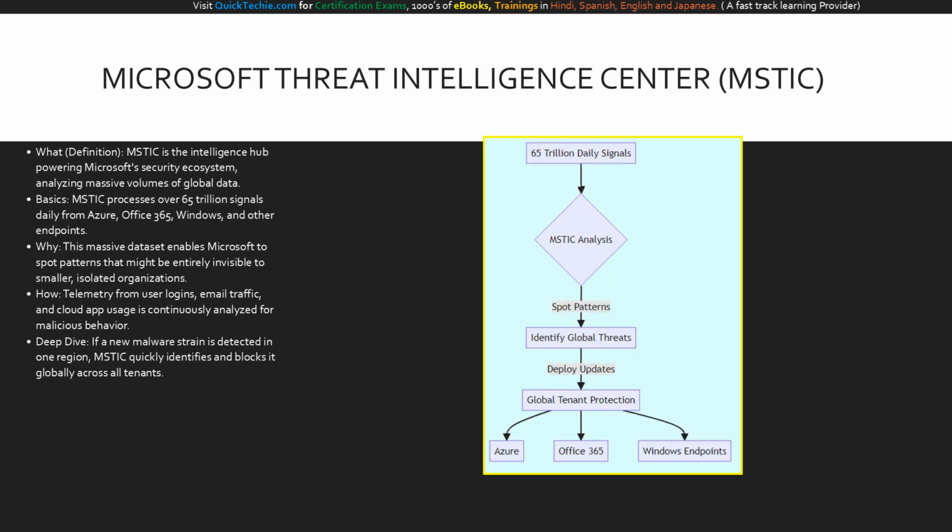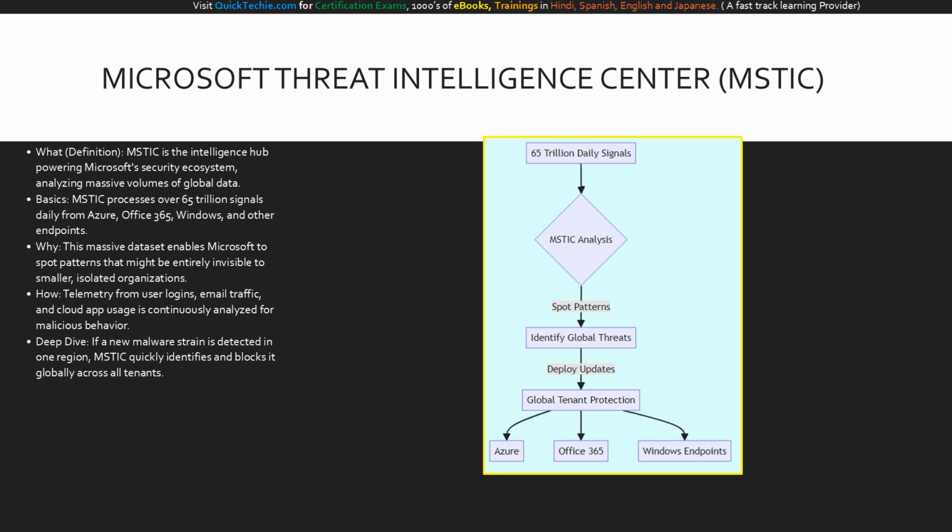To understand the scale of this protection, we must look at the Microsoft Threat Intelligence Center, known as MSTIC. MSTIC's intelligence is powered by the sheer scale of Microsoft's cloud and endpoint ecosystem. We are talking about the analysis of over 65 trillion signals every single day. These signals are drawn from Azure, Office 365, Windows, user logins, email traffic, and cloud app usage.